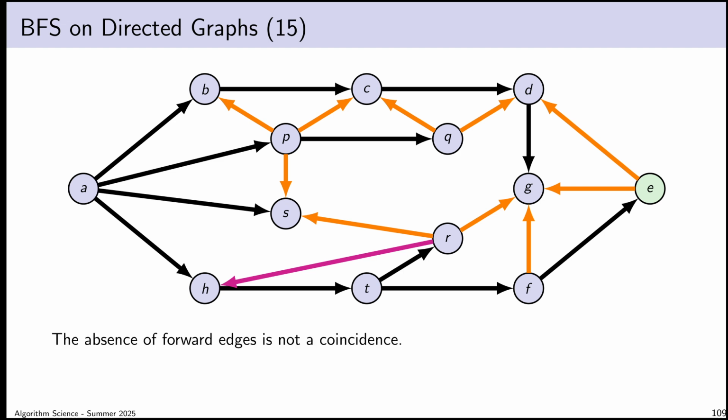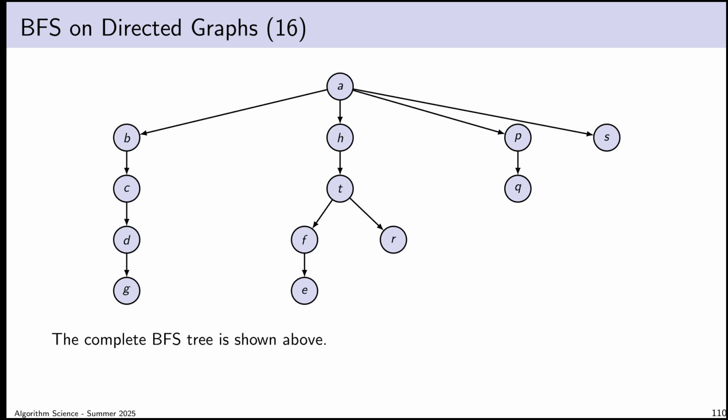Notice how, although we exposed a back edge, and in some other graph we might have seen more back edges, we never saw a forward edge in this traversal. And the slides ominously say that the absence of forward edges is not a coincidence. It's not just because this particular graph didn't have any. It turns out it's because they are impossible. Here's the complete BFS tree.